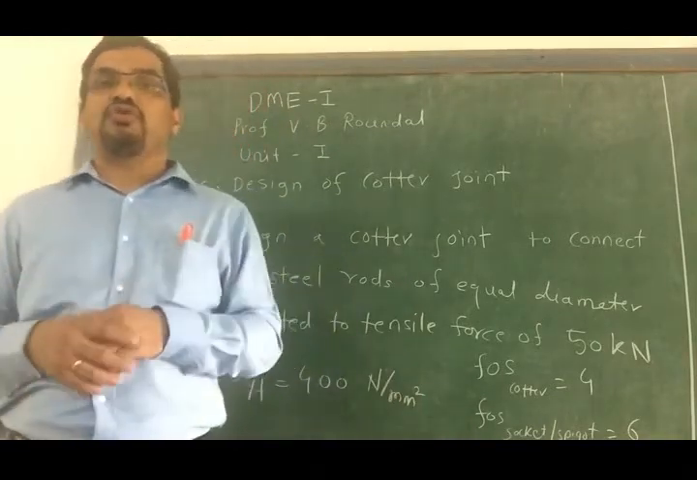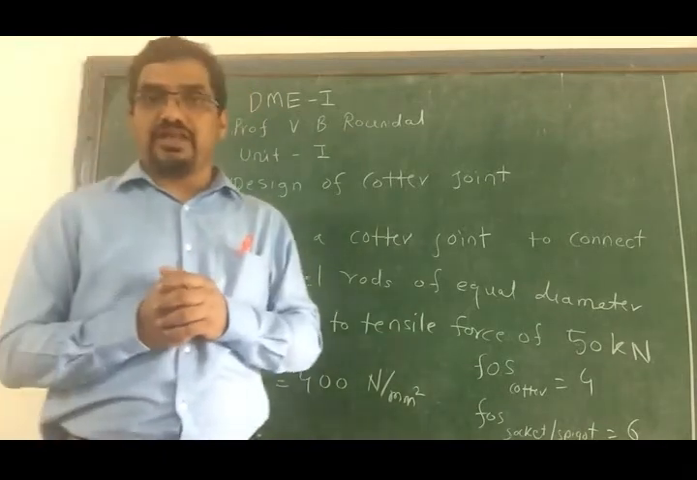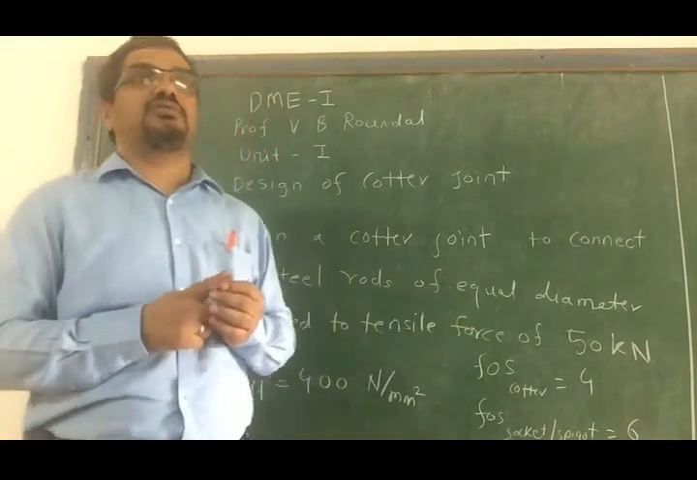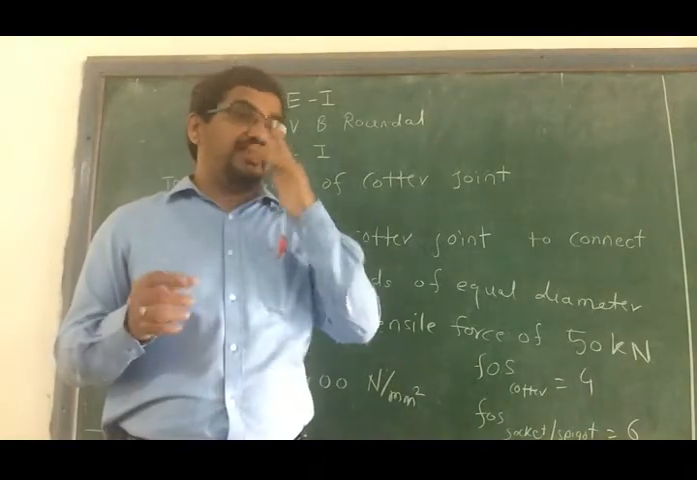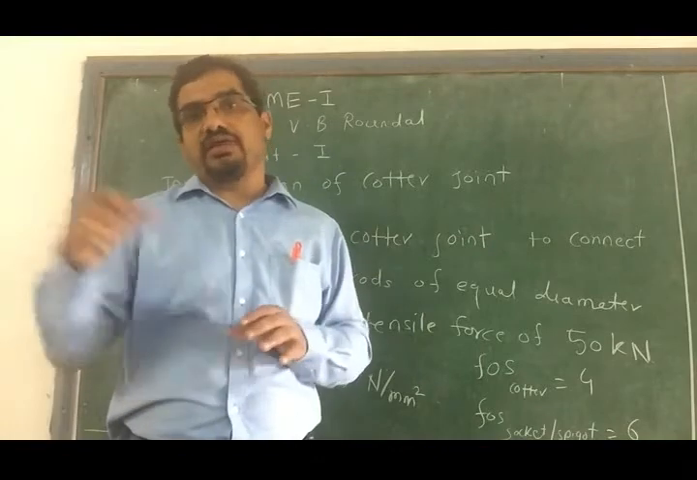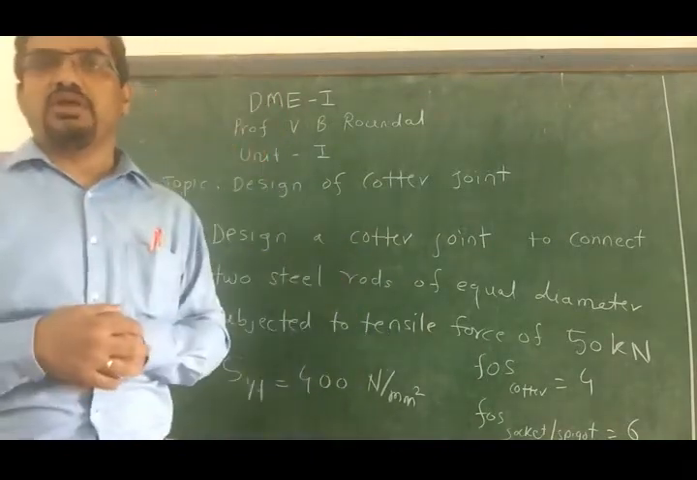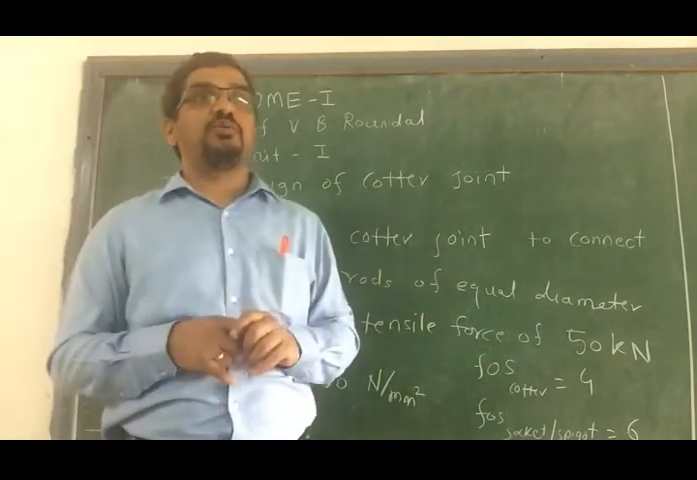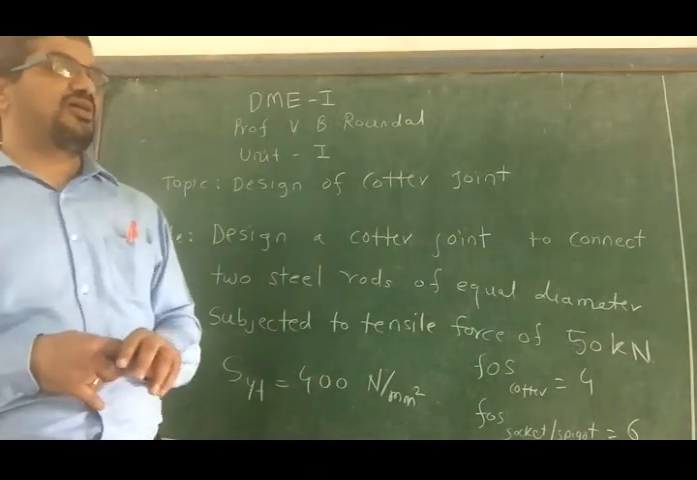Because you want your spigot and your socket to have more strength. They should be strong, because having a weak cotter is better: if anything fails, you want the cotter to fail. You can take out the cotter and put in a new one, and your machine will keep going. So your design should be such that failure parts are easily replaceable. That's why the factor of safety is taken as 4 for the cotter.